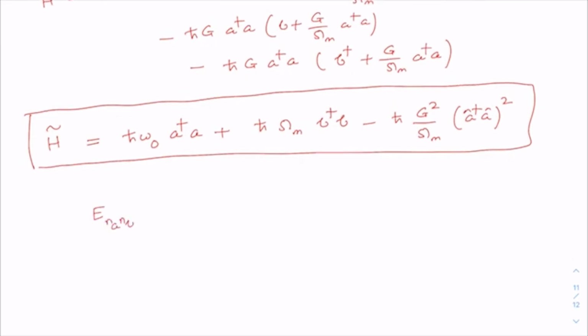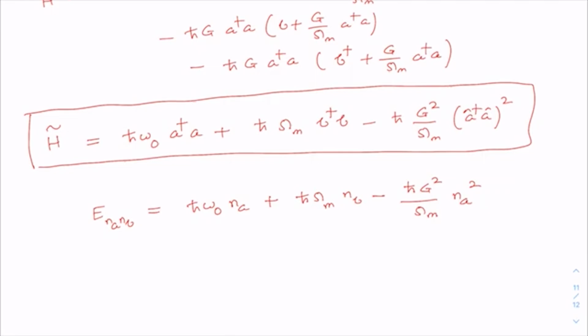The energy eigenvalue when z is non-zero, that is, when this coupling is there between the optics and the mechanics, you will have h cross omega 0 Na plus h cross omega m Nb minus h cross z square by omega m Na square.